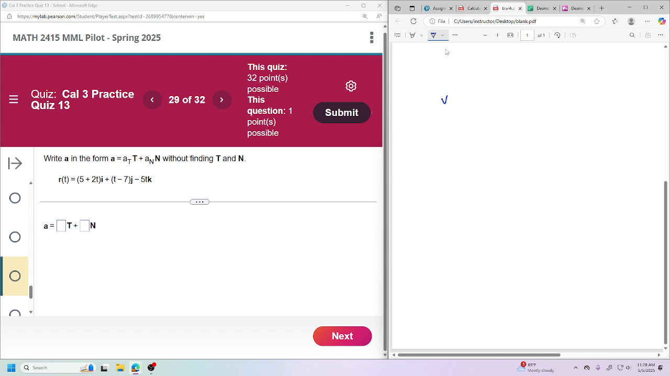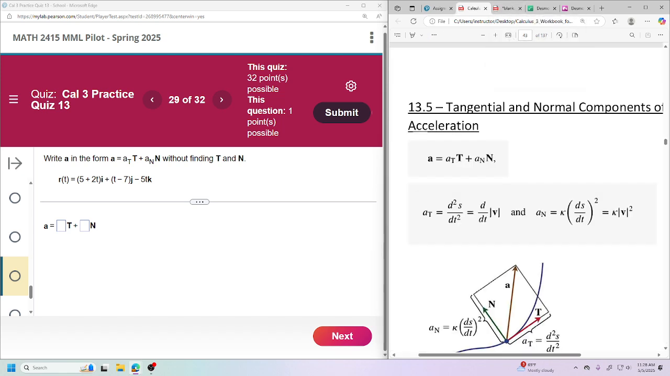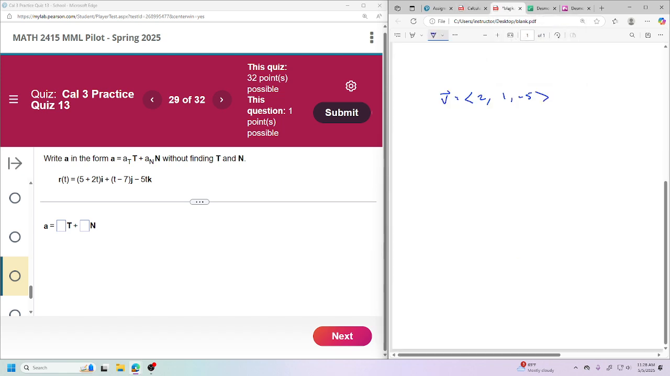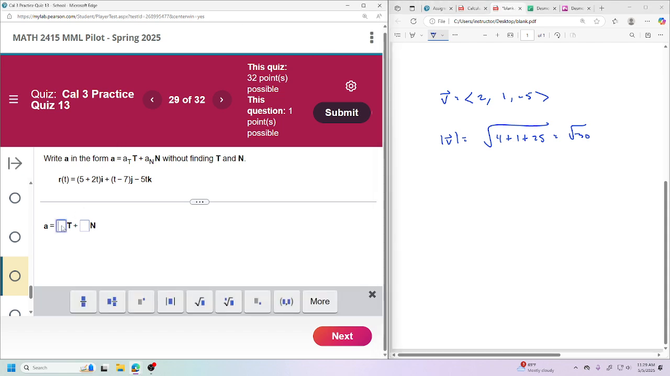So my v, I definitely am going to need that. That would be the 2, the 1, and the -5. And then I'm supposed to, let me go back to my formula, take the derivative of the magnitude of that. So magnitude of v, well, it's a scalar now. 4, 1, 25, so that would be square root 30. I'm supposed to take the derivative of that? Just a 0.